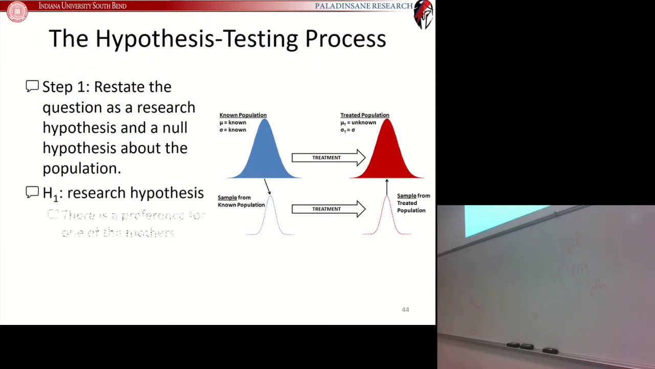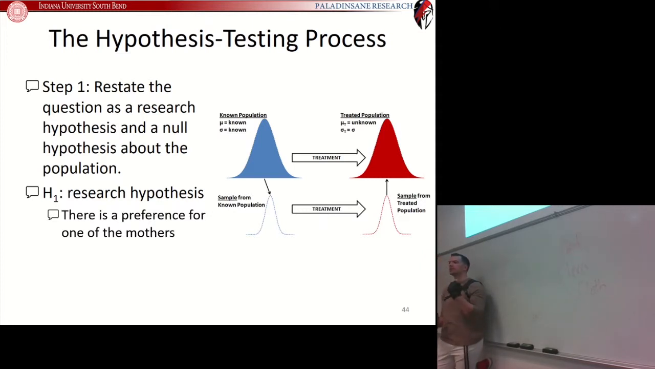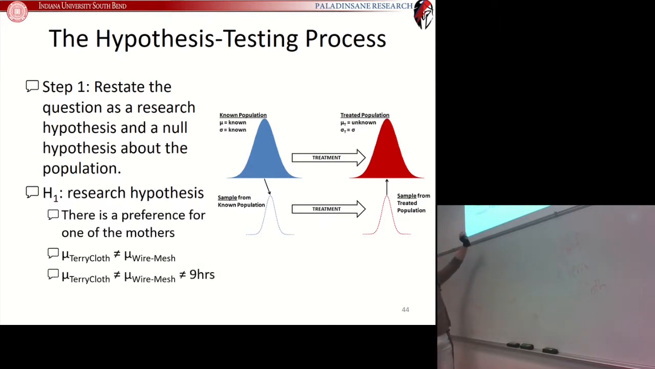So the research hypothesis is always that the treatment does something, that there is a difference, that there is a, in this case, preference. So the research hypothesis is that there is a preference for one of the mothers, and that would mean that the average time spent with the terry cloth mother does not equal the average time spent with the wire mesh mother. And that would be written in another way, that the mean for the time spent with the terry cloth mother does not equal 9 hours.